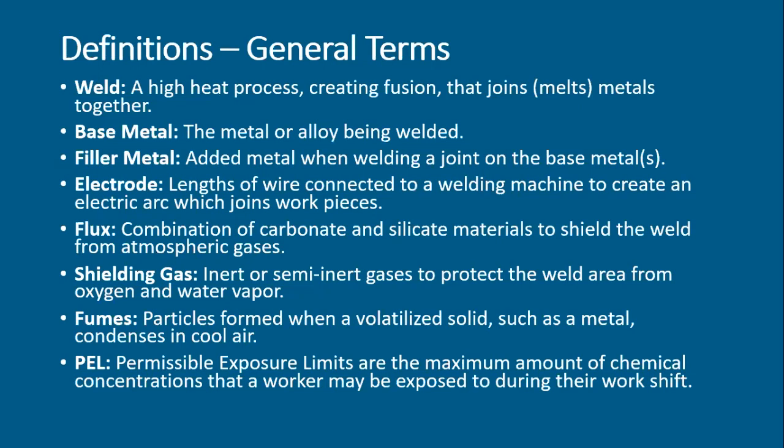Welding consists of a variety of high heat processes which join metals together. Filler metals are heated and added to base metals to create welds. Fumes are a byproduct of the welding process. Fumes are formed as metal becomes volatile and condenses into the air. OSHA sets permissible exposure limits which regulate the maximum amount of chemicals from fumes an employee may be exposed to as they work. Employees familiar with welding or who perform welding operations should be familiar with these terms.